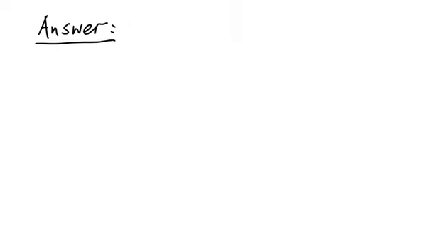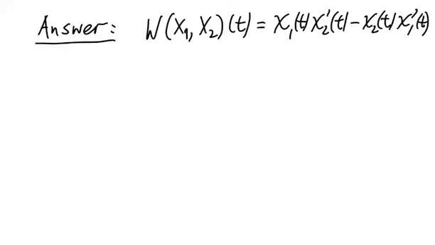So here is the answer. First, by definition, the Wronskian between x1 and x2 is equal to x1 times x2 prime minus x2 times x1 prime. Replacing our functions in terms of t and lambda, the first term gives us e to the lambda minus times t multiplied by lambda plus multiplied by e to the lambda plus times t.